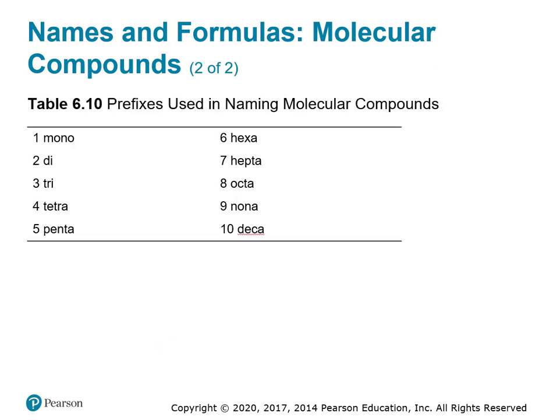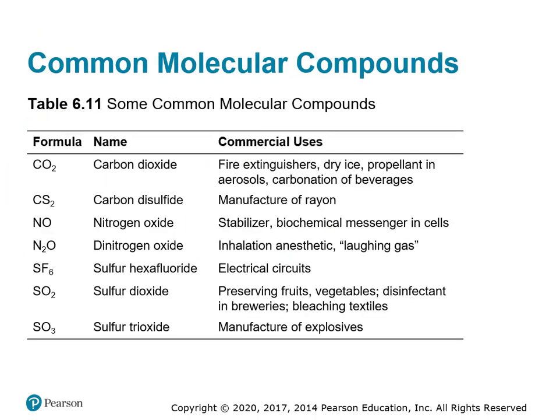Here's the list of prefixes. You need to know these. Mono, di, tri, tetra, penta, hexa, hepta, octa, nona, and deca. Here are some common molecular compounds. I think you're familiar with carbon dioxide. CS2 is carbon disulfide. NO is nitrogen, that should say monoxide. N2O is dinitrogen monoxide. SF6, sulfur hexafluoride. SO2 is sulfur dioxide, and SO3 is sulfur trioxide.